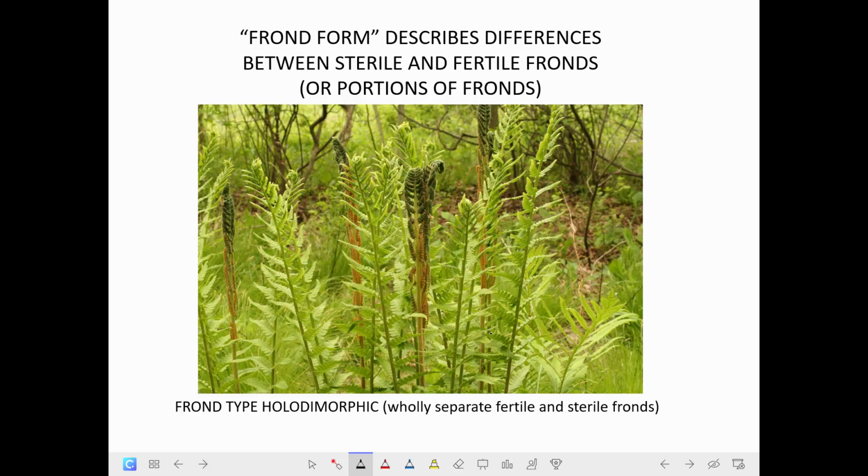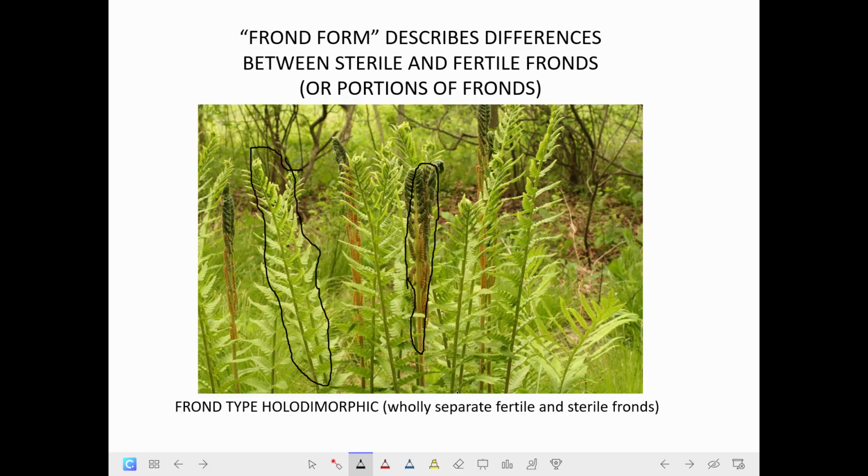Monomorphic. Some ferns are holodimorphic, which means completely dimorphic, with fertile fronds that are wholly and completely modified to the production of spores. And in the cinnamon fern here, it's these ones that look like cinnamon sticks. And the other leaves are completely vegetative, not spore producing. Sometimes they're called fertile and sterile, respectively.